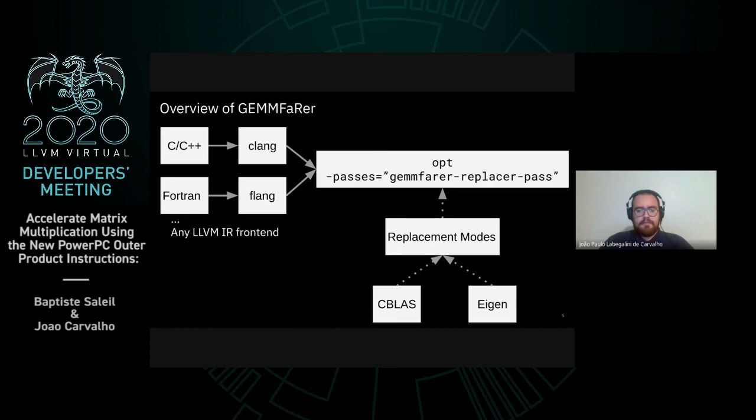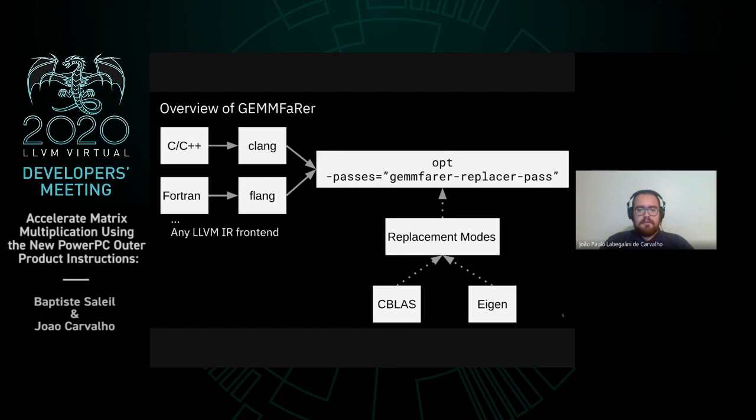Because MMFaRer replaces the matched idioms with a call to the CBLAS, it's possible to use any implementation of the CBLAS interface. For instance, the OpenBLAS library could be used, or the MKL implementation from Intel could also be used. Another alternative is to use the ESSL library from IBM.